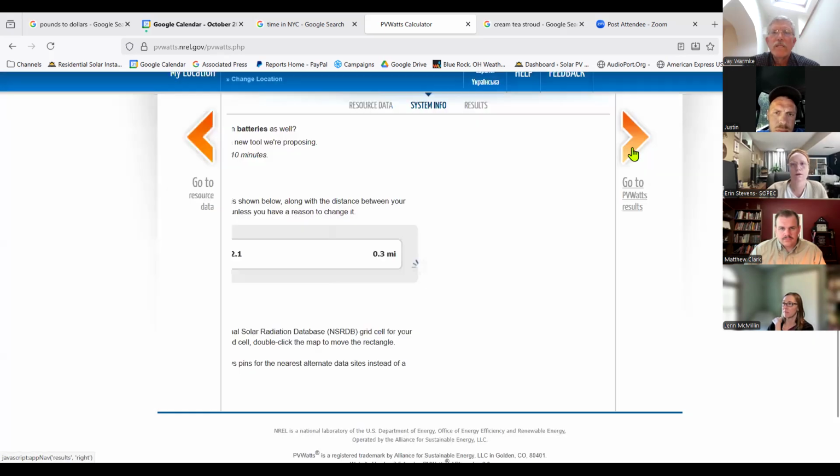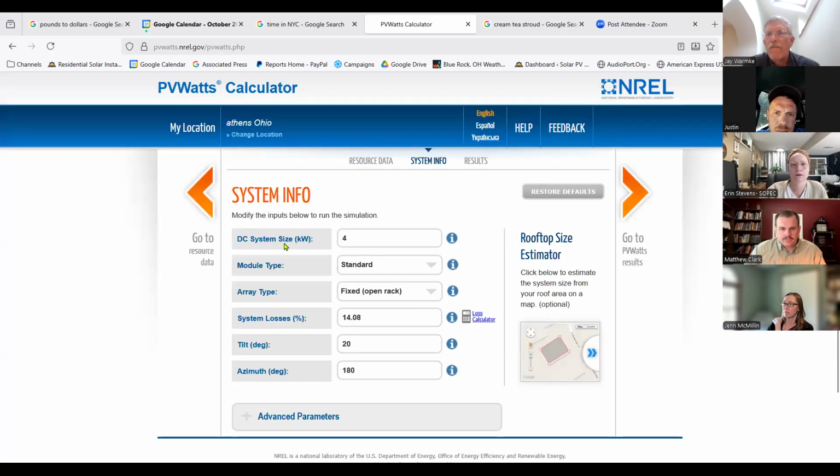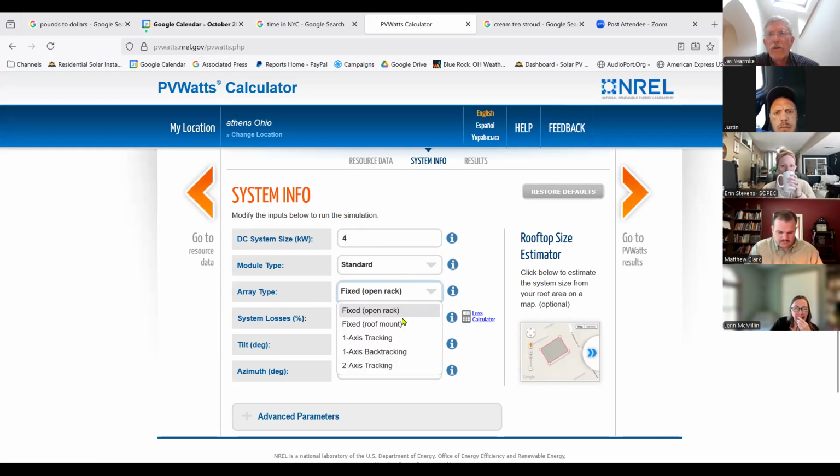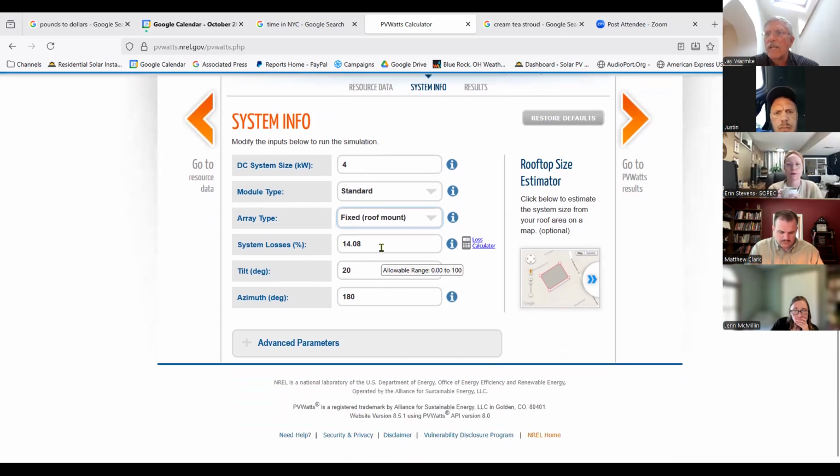Then we're going to say go to the system. And now it always defaults here to 4 kilowatts as size. It has standard module. You can, if you already know the size of your array, but at this point we're determining it. So you may as well just leave it at 4. Standard module type, you can say thin film, you can say premium, just leave it at standard. Fixed open rack, or if you know it's a roof mounted, you'll just say fixed roof mounted. Here's your system losses. We don't have to worry about that at the moment, but we'll touch on that later.